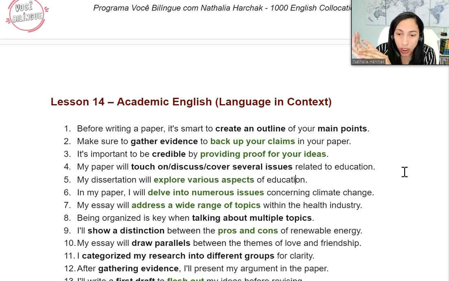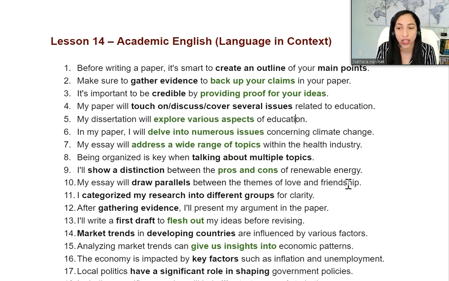My paper will touch on or discuss or cover several issues related to education. My dissertation will explore various aspects of education. In my paper, I will delve into numerous issues concerning climate change. Delve into means to explore. Okay, this is a very advanced word. My essay will address a wide range of topics within the health industry. So, essay is a composition, okay, piece of writing. Address is like talk about. A wide range is like basically a lot of topics, a wide range of topics. I will read this one again.